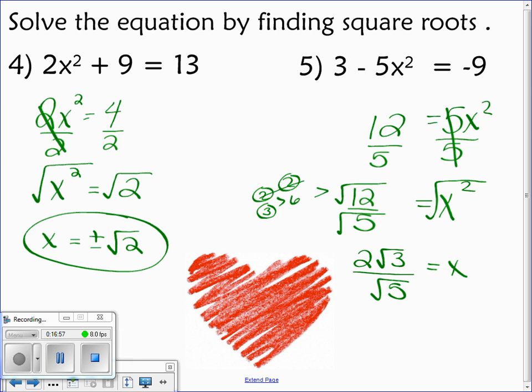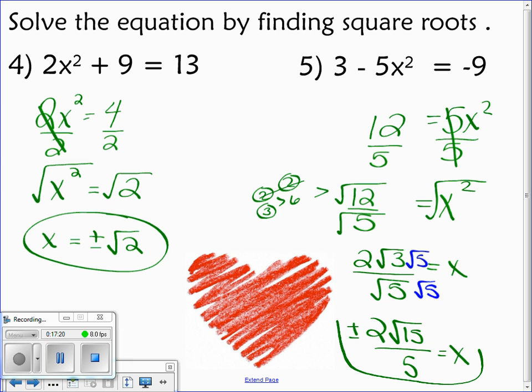You're right. What did we learn yesterday? You can't leave a radical on the bottom. So we have to multiply top and bottom by radical 5 because we can't leave that. Right? Good. 2 radical 15 over 5. And don't forget plus minus. Do you see why I took a little time out before I taught you this section? Yeah, all that radical stuff comes up big time in this section.